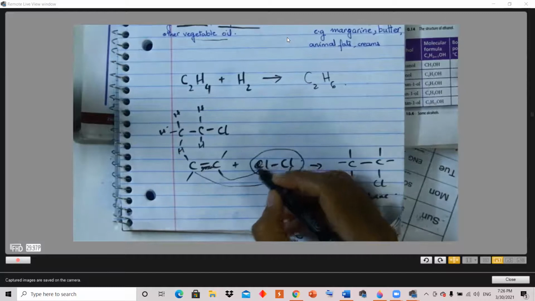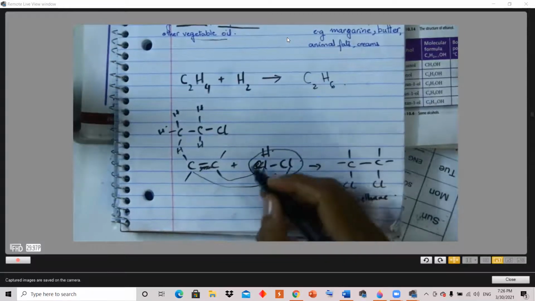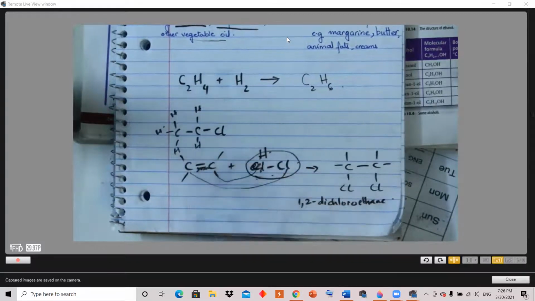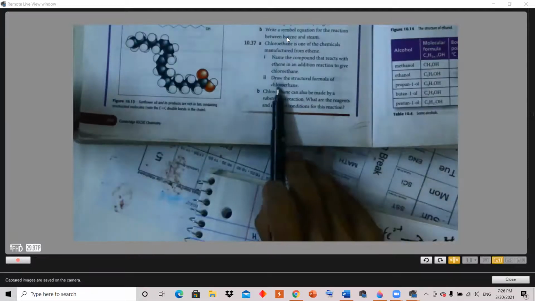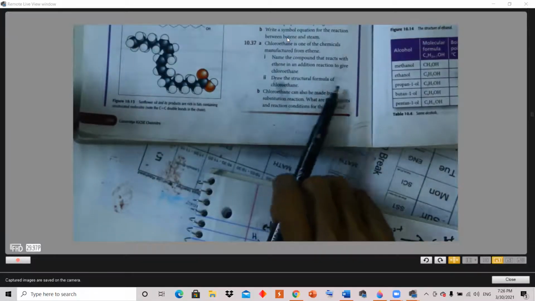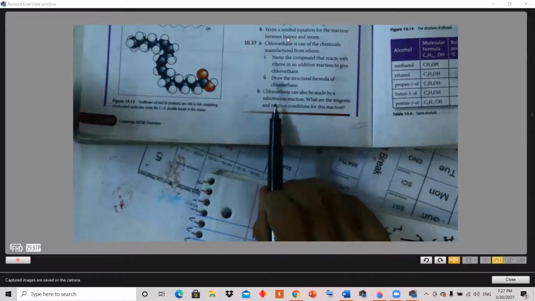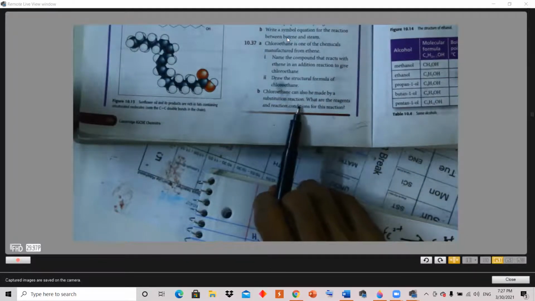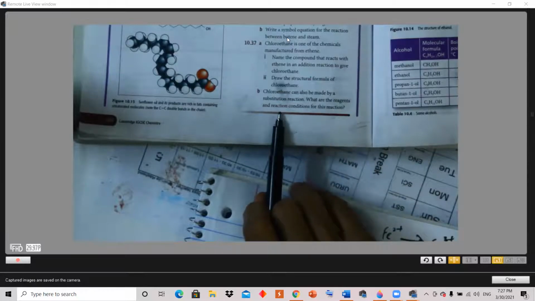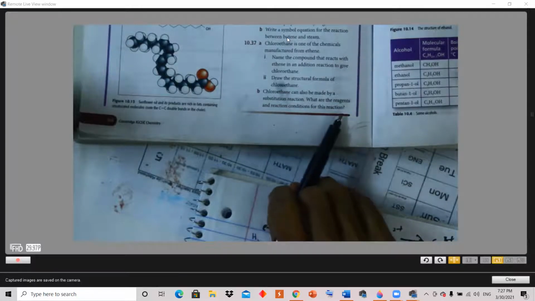So can we have HCl? Yeah. The hydrogen will go and sit on the other carbon, and so we can have chloroethane. Right? Okay. Draw the structural formula of chloroethane. We have done that. Chloroethane can also be made by a substitution reaction. What are the reagents and reaction conditions for this reaction?